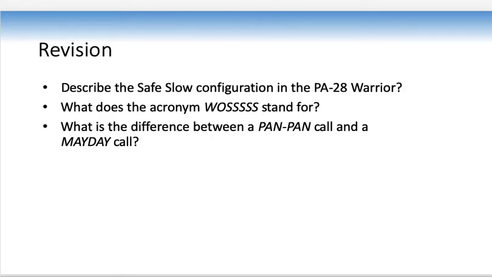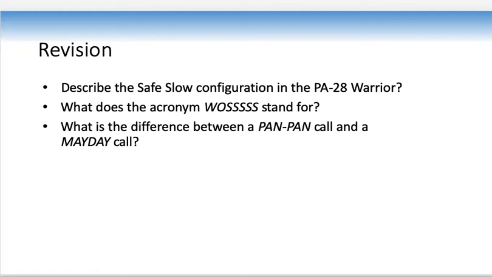So revision. Describe the safe slow configuration in the PA-28 Warrior. So the safe slow configuration is power is 2100 RPM. The attitude is about 1/3 ground, 2/3 sky. Speed is about 70-75 knots in the Warrior, and make sure you're trimmed and balanced. The reason why we do it is it gives us good forward view. The flaps give us a margin off the stall speed, and the flaps also slow us down, so that we can inspect the field properly.